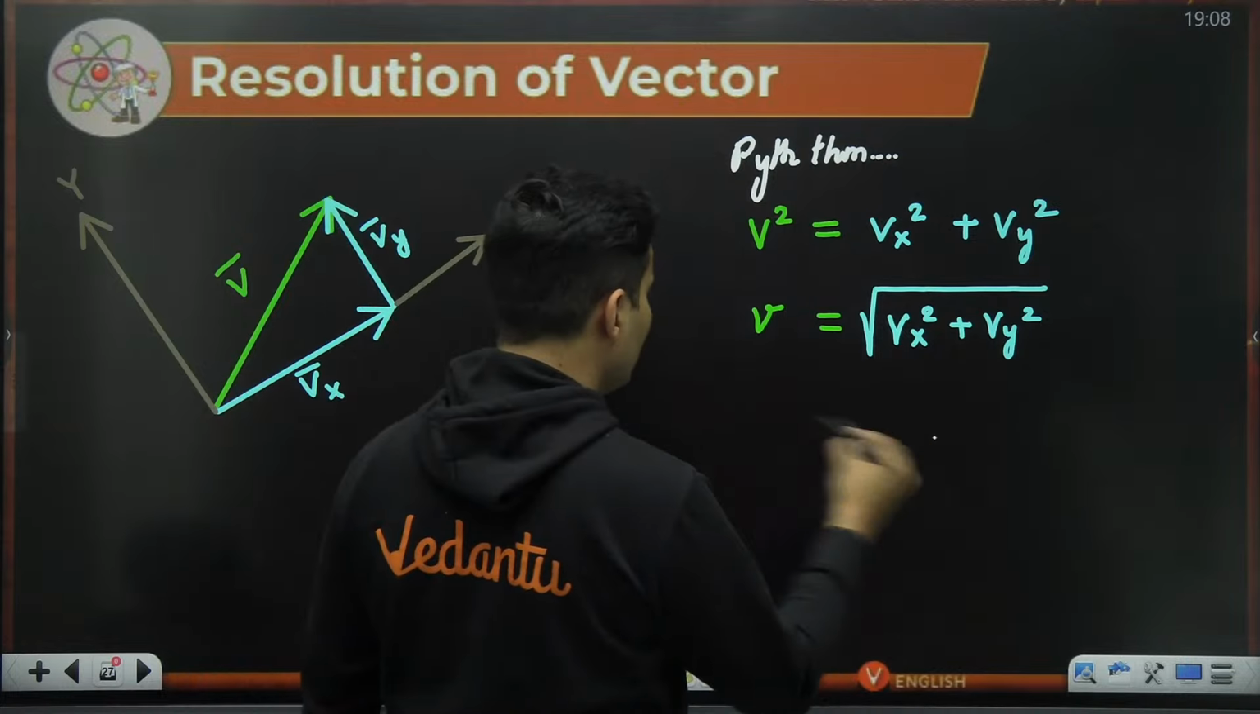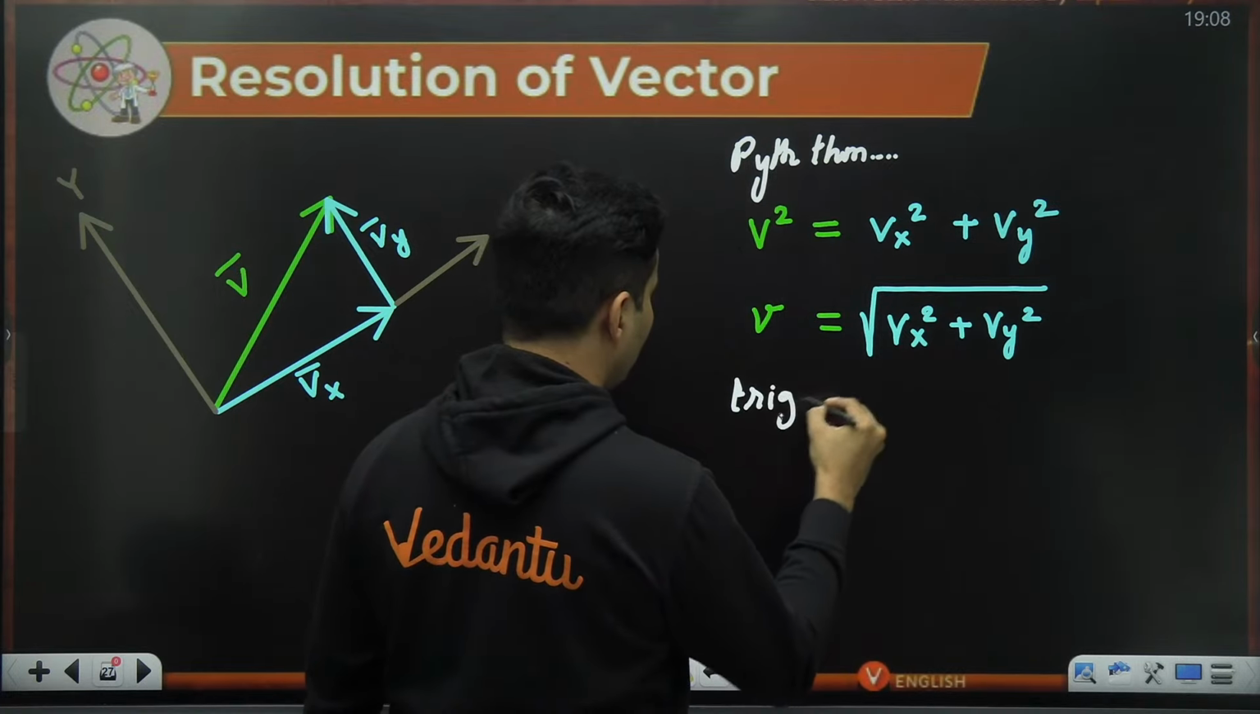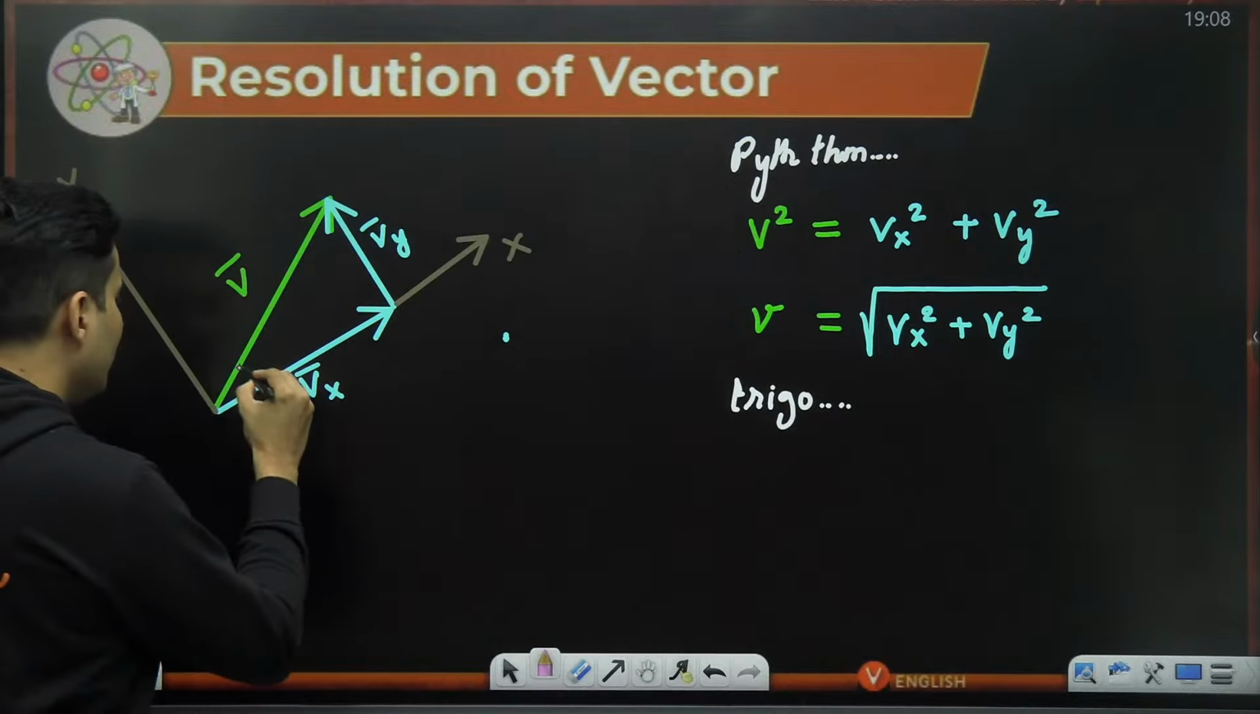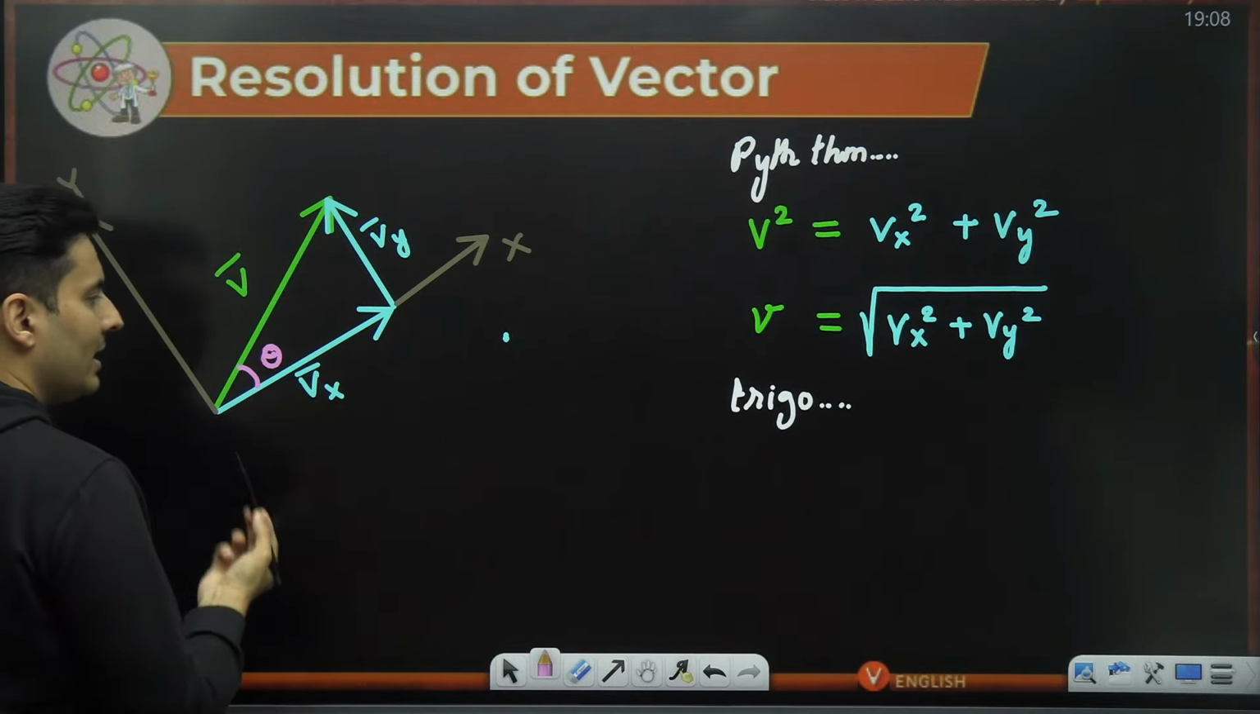Now similarly, using trigonometric identities, say for example somebody says, hey listen, this is theta. Okay, let's say this is theta.